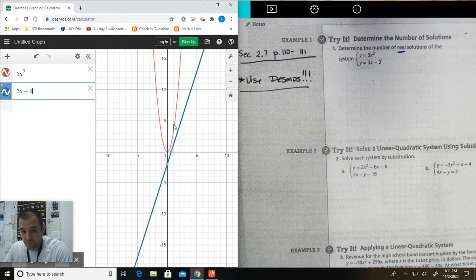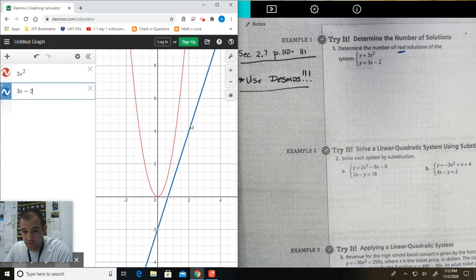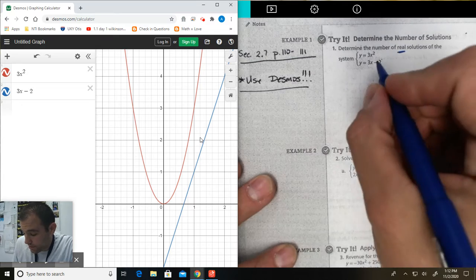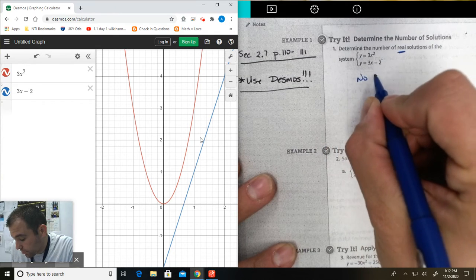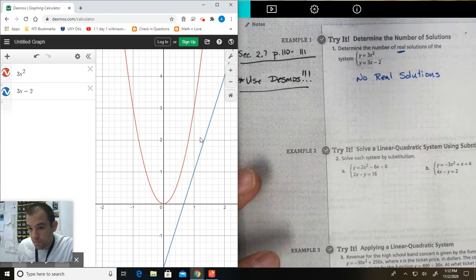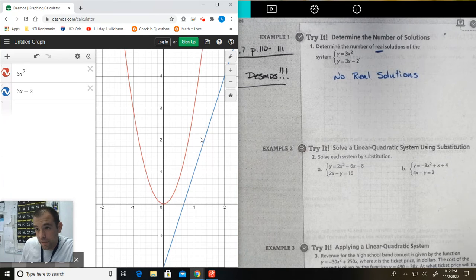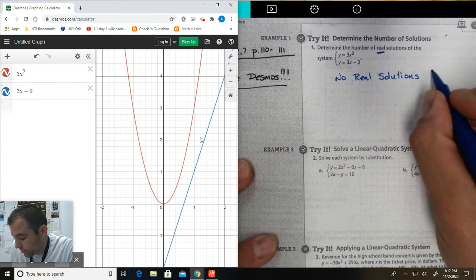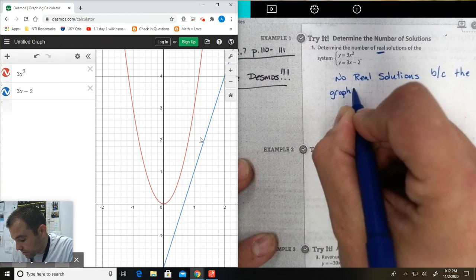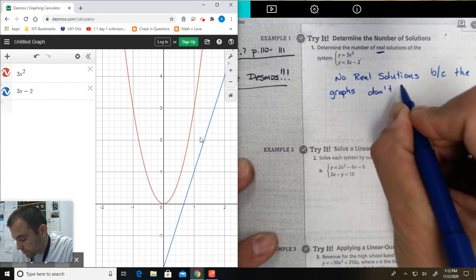So if you look, here's my graph, right? I could zoom in, so you can see here's the linear one, the straight line, that's the 3x minus 2, and here's the 3x squared. And if you notice, no matter how far you zoom in here, these graphs are never going to cross. So since these graphs never cross, the answer to this problem is no real solutions, because they never cross, right? In order for there to be an answer, there has to be an intersection point. So there's no real solutions because the graphs don't intersect.